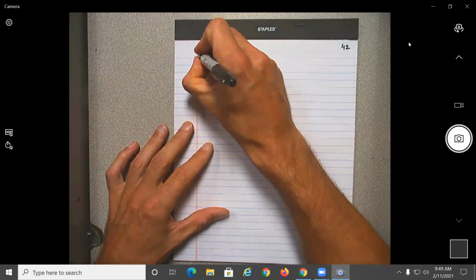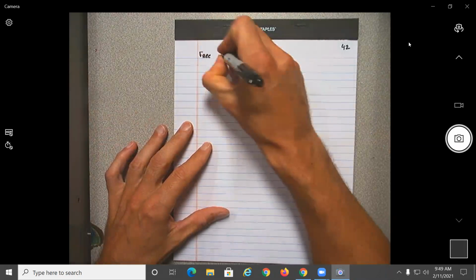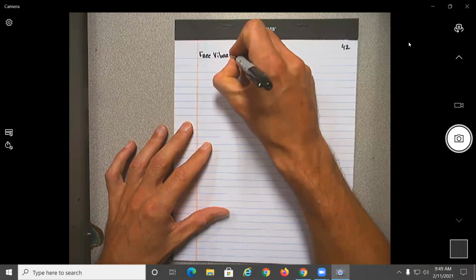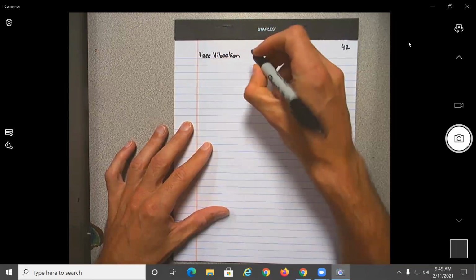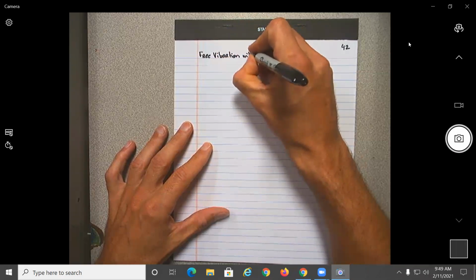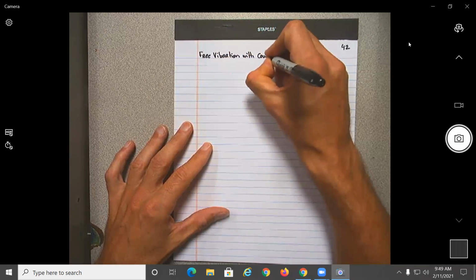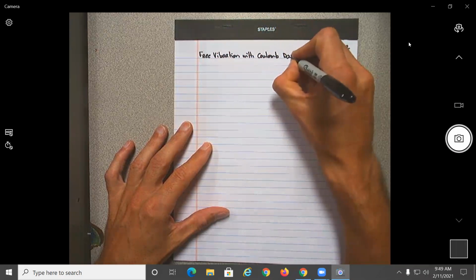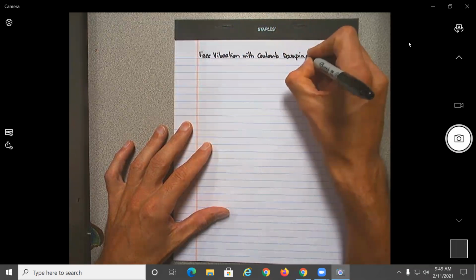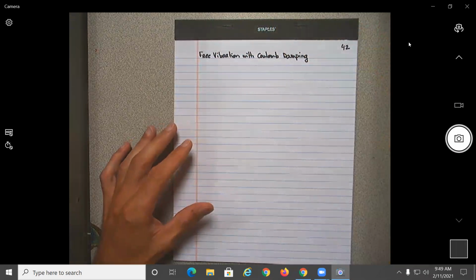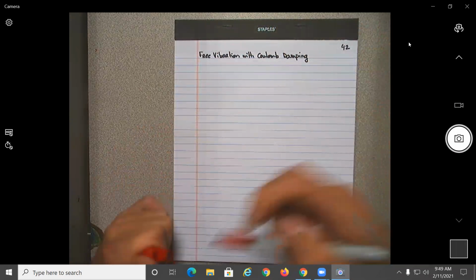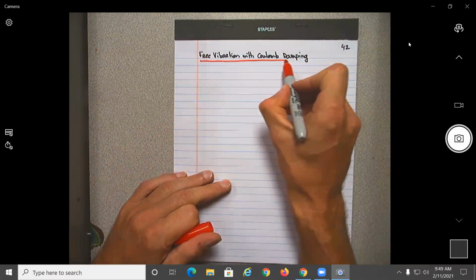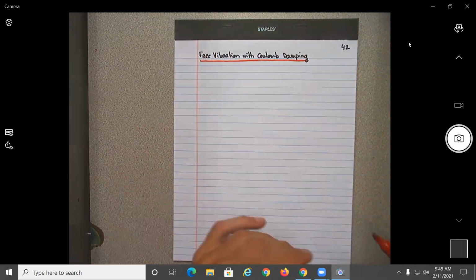So free vibration with Coulomb damping, and that's also known as the dry friction damping. The reason I do this is because it's a little bit different than the viscous damping on the derivation. All right.